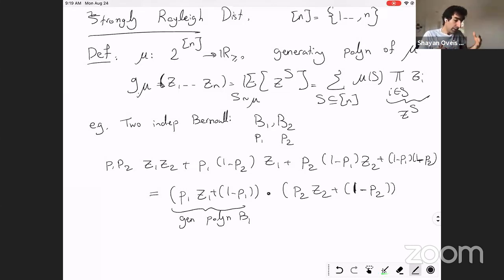Now, because P1 and P2 are between 0 and 1, each of these polynomials here is real stable. It's a linear polynomial, and the product of real stable polynomials is also real stable. So this whole thing I have for two independent Bernoullis is a real stable polynomial. Okay, and in fact, 2 was not special. You could make 2 into any n independent Bernoullis with arbitrary success probabilities, and the generating polynomial would be a real stable polynomial.